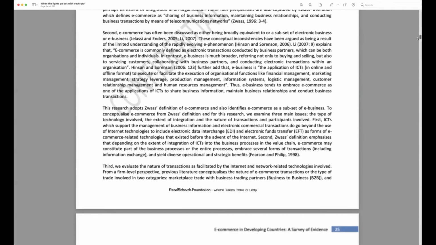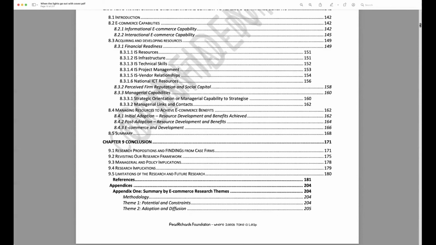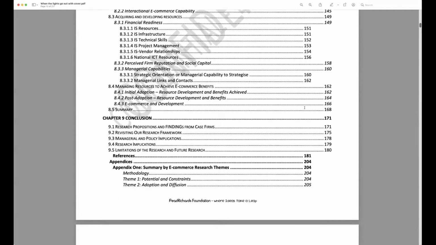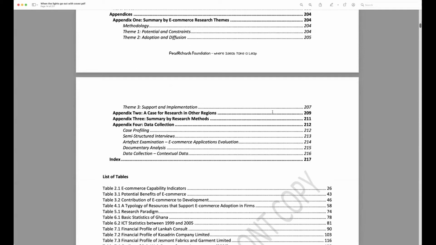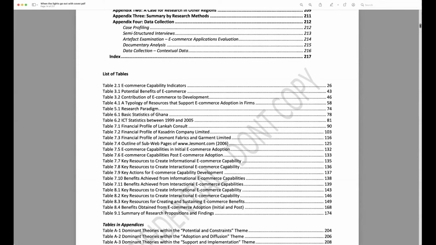So if you look at my table of contents, you see it there. So summary, look at this. Data collection, case study, case profiling, semi-structured interviews, artifact examination, documentary analysis, and data collection, contextual data. So I'm showing you all the things that I got from the field, the major things I got from the field in a key, summarized way. And this is all coming from my case study database.